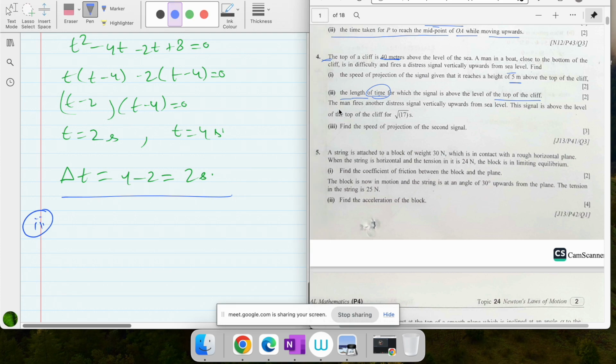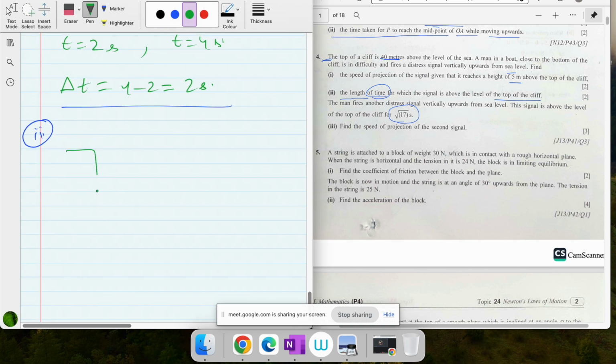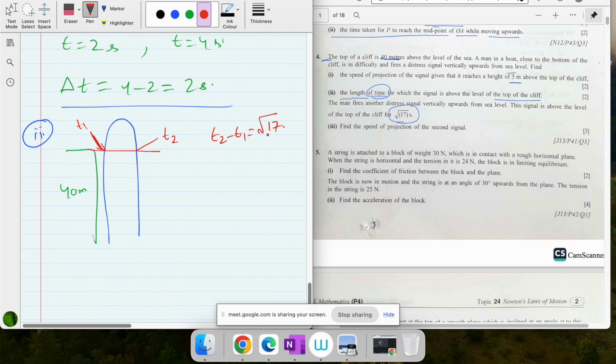Third part says the man fires another distress signal vertically upwards from sea level. The signal is above the level of the cliff for square root 17 seconds. Find the speed of projection of the new signal. So this is the story. This is 40 meters and the signal fired goes up, comes back, and whatever time is this t1 and whatever is this t2, t2 minus t1 is equal to square root 17.